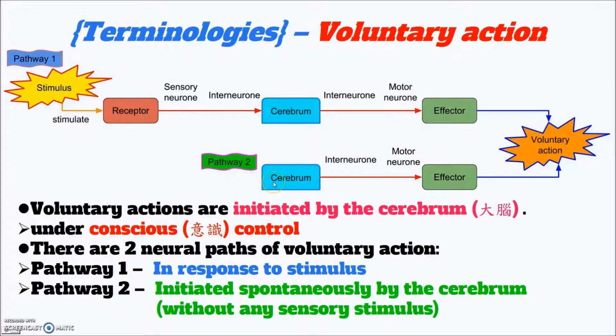And for pathway 2, the action is initiated by ourselves, by the cerebrum. For example, we would like to hold the pen and then write some words, so we start the action by ourselves. And I would like to recall one thing: the length of the neural pathway affects the speed of the action. The longer the neural path, the slower the action will be, and the shorter the neural path, the faster the action is. So that's the main concept of voluntary action.